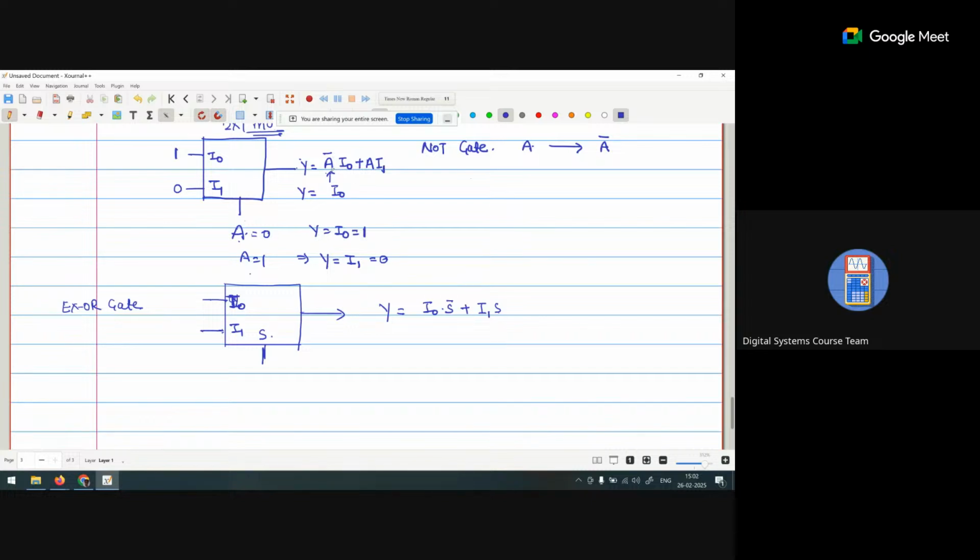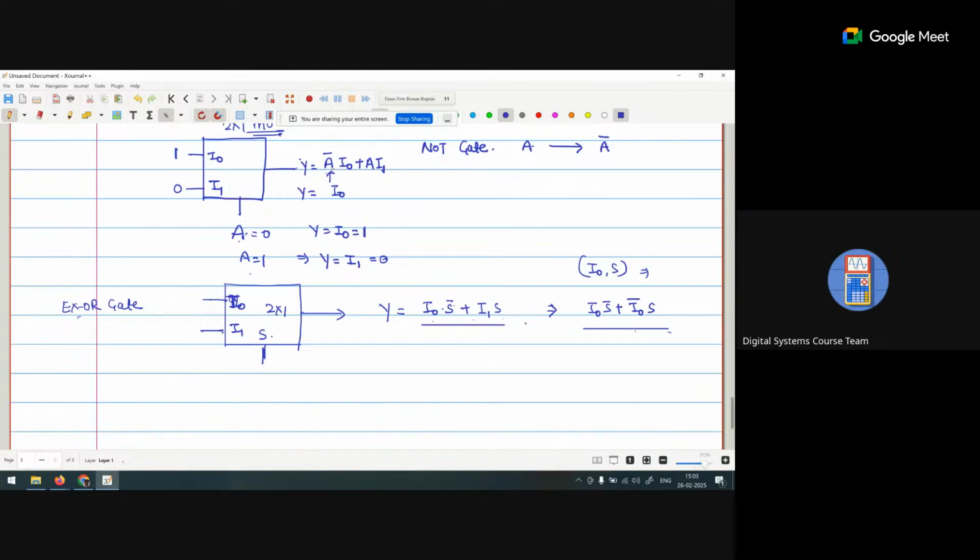Now what is the expression of XOR gate? If I'm taking I naught and S, the select line, as the input lines, and I design an XOR gate, the equation is I naught S bar plus I naught bar S. Is it clear? This is the expression of XOR gate. And what we are getting from the 2 cross 1 mux is I naught S bar plus I1 S.